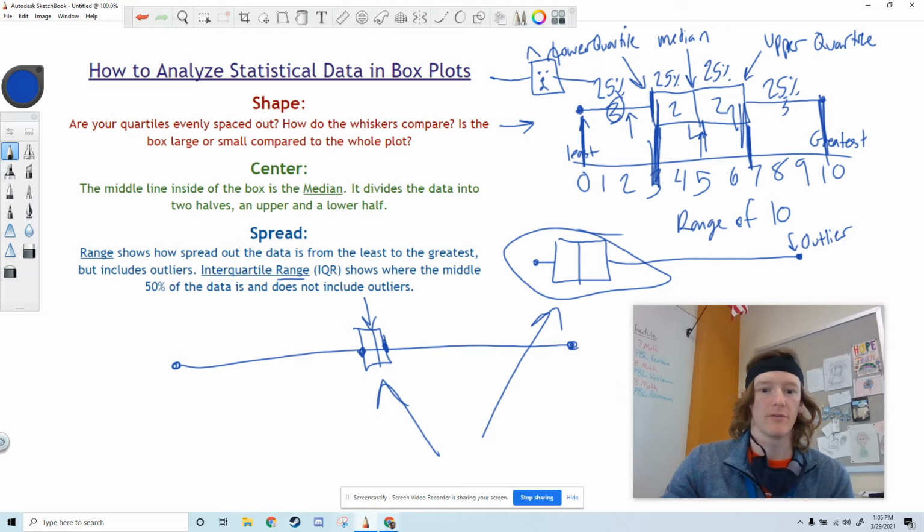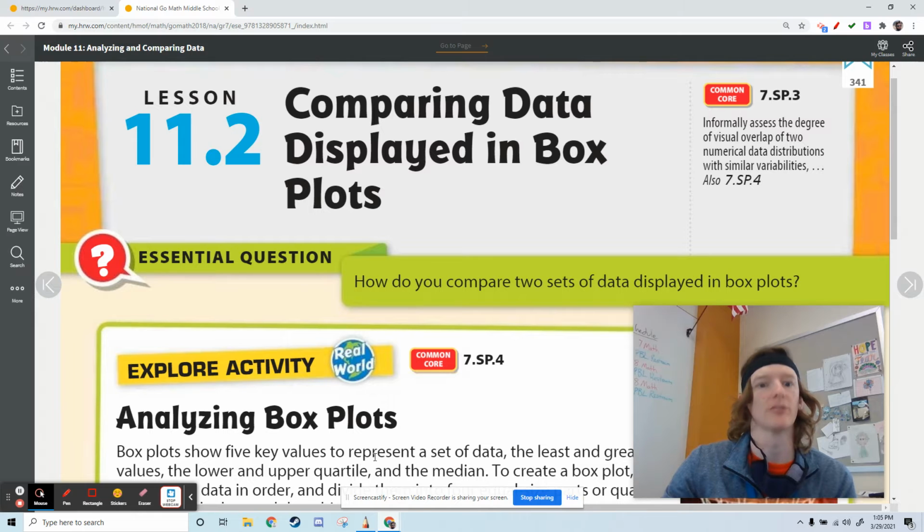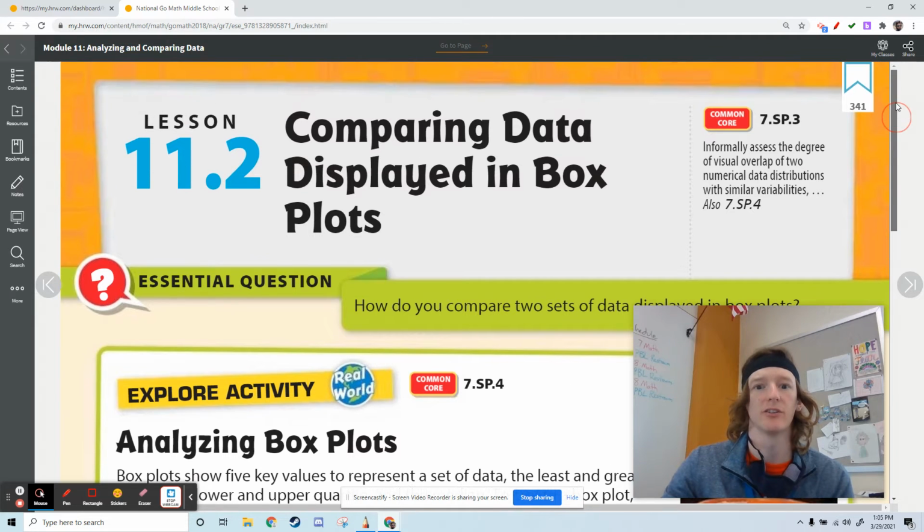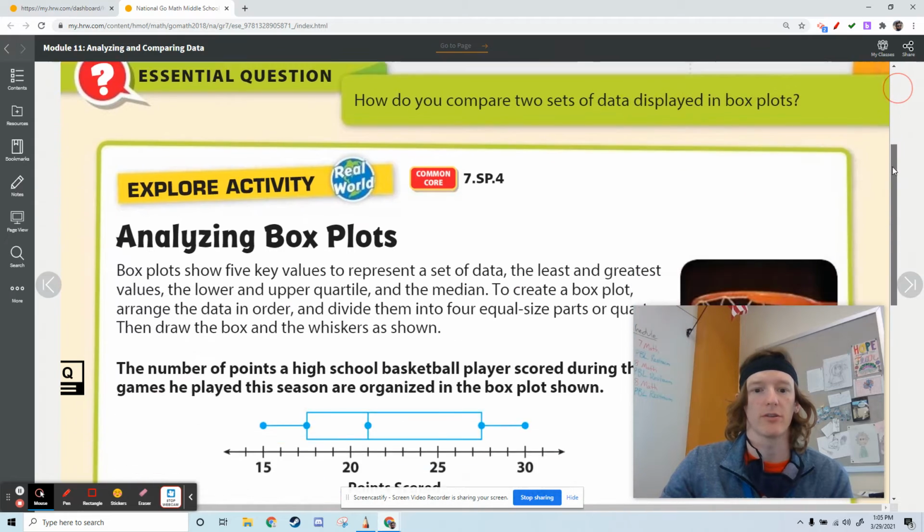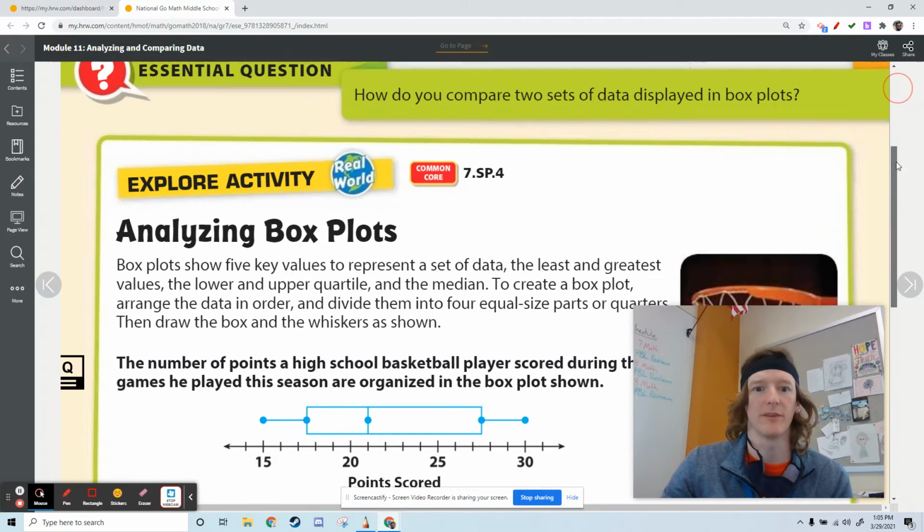So we're going to go into our math book, and I expect you to open up your page to this page, and we're going to go through quite a few pages here.